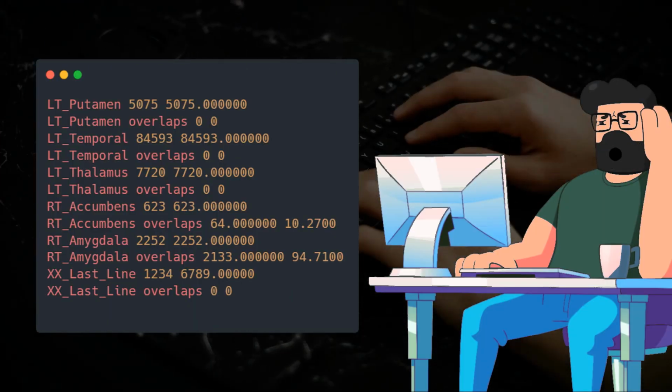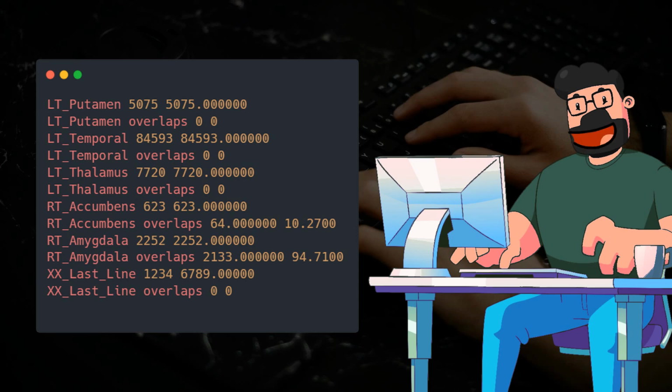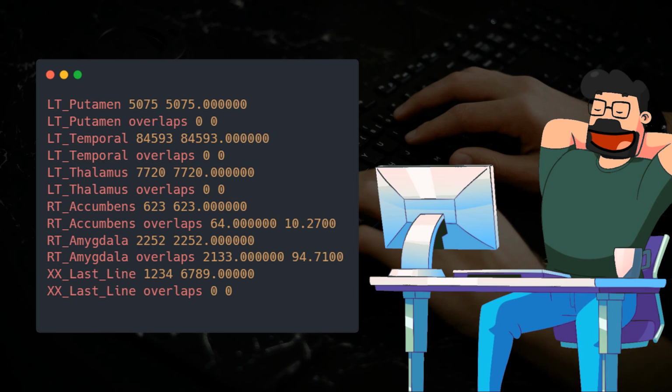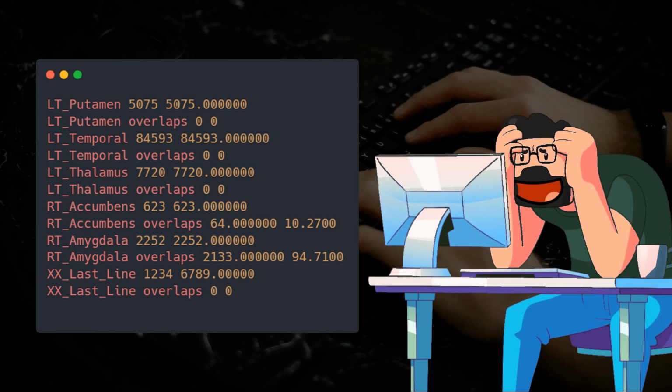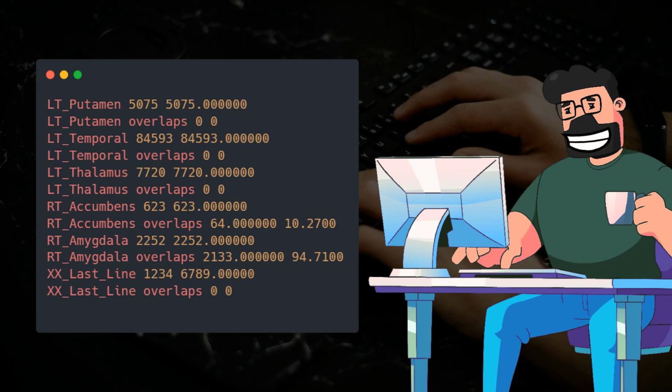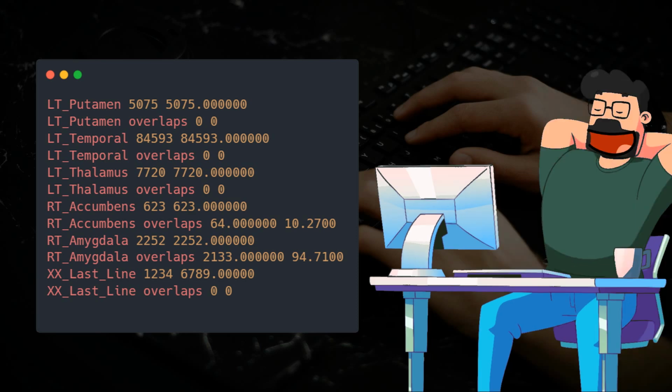Expanding further on the demonstration, we highlight the script's ability to handle diverse data sets effortlessly. In this example, we present a varied input file with multiple brain regions, each requiring consistent formatting with the corresponding overlaps line. The script executes flawlessly, showcasing its robust functionality across different data configurations.